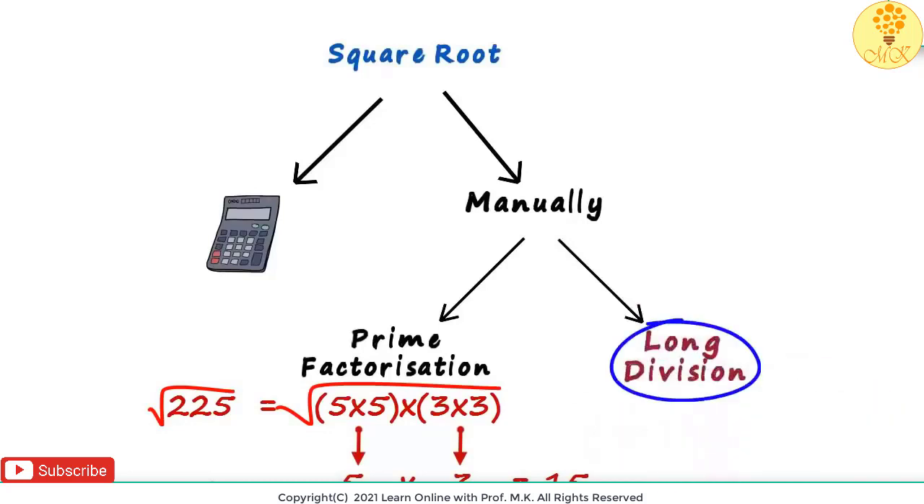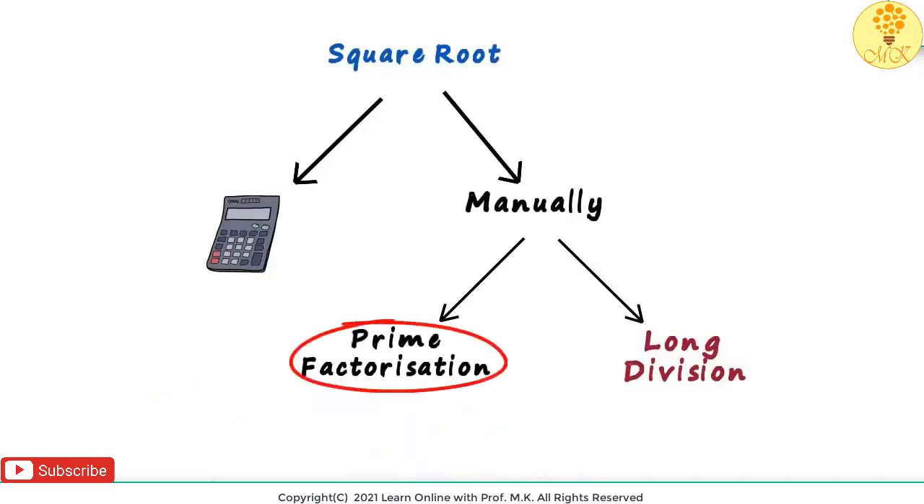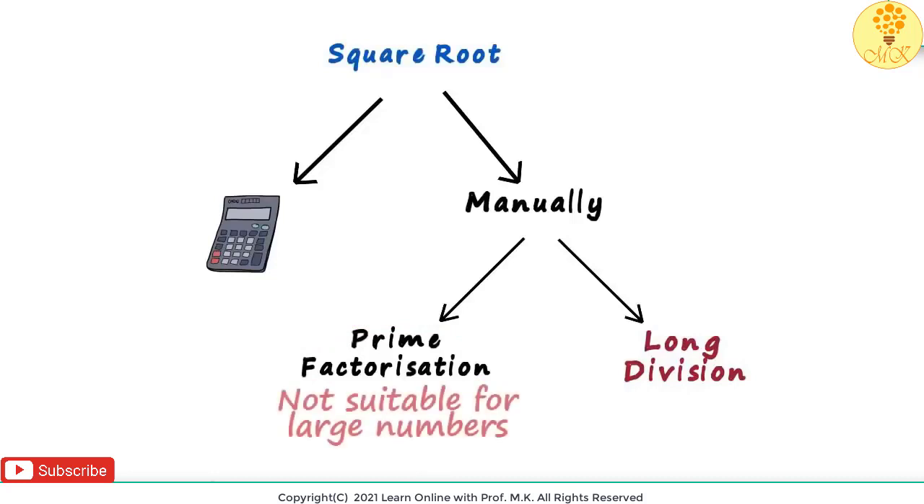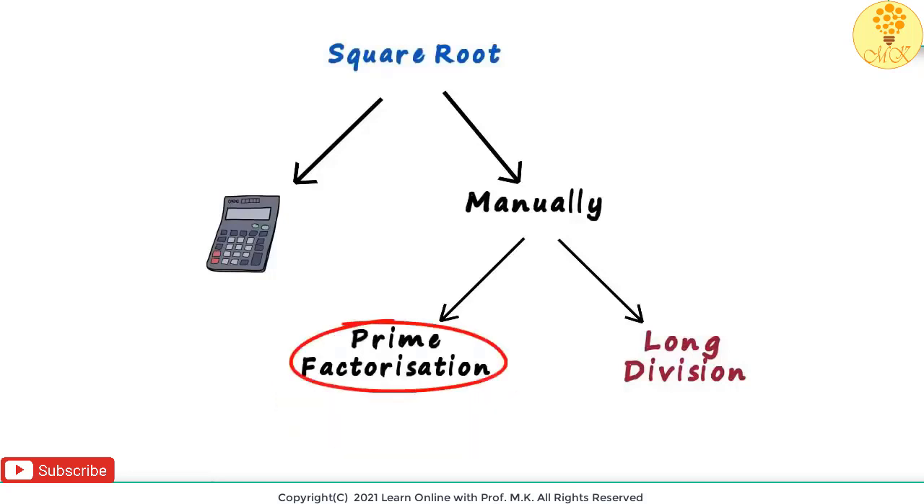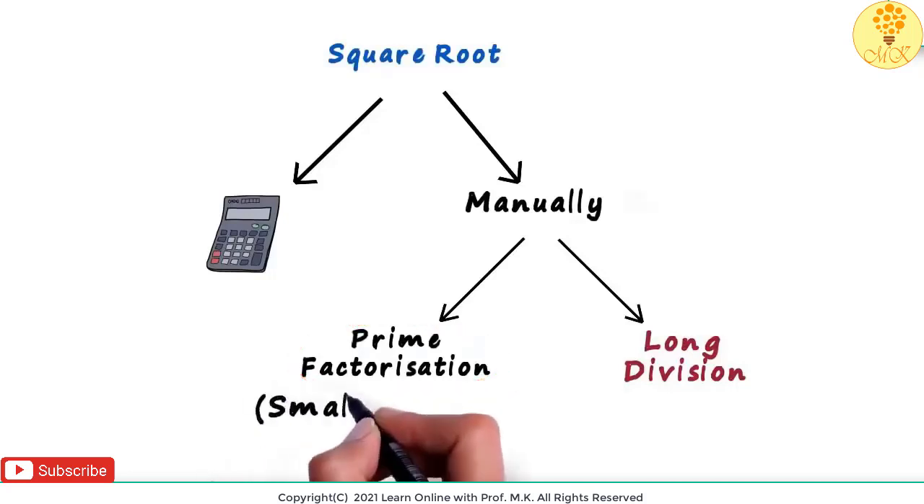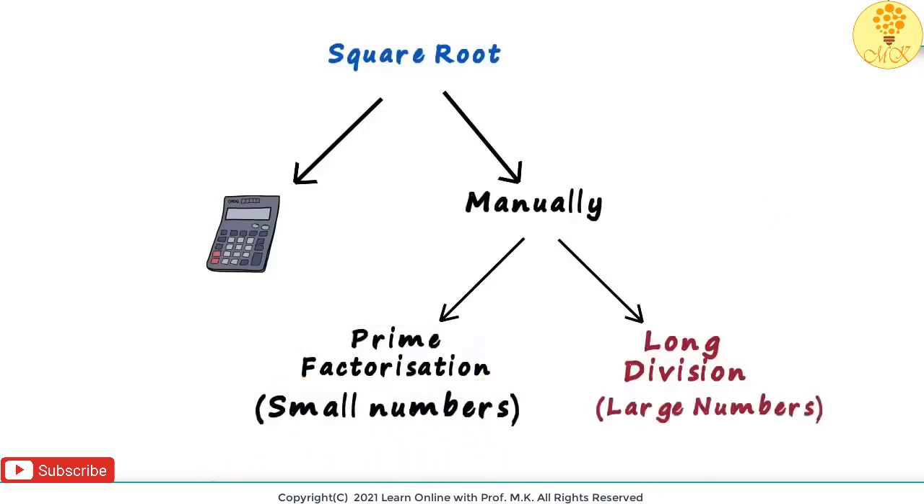The name sounds fancy, but don't worry, if you follow the steps given in this video, you will never go wrong. But why can't we just use prime factorization every time? Well, if the number is large, it will take us a lot of time to reduce it to its prime factors, and the chances of going wrong are very high. Hence, prime factorization is useful only for small numbers. And for large numbers, we can use the long division method.